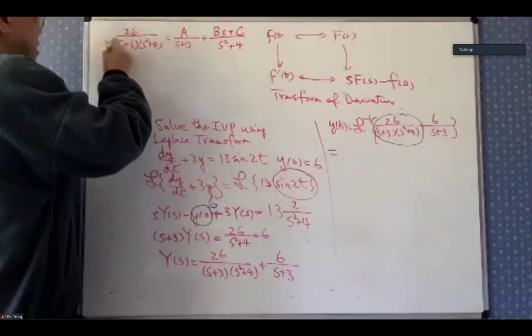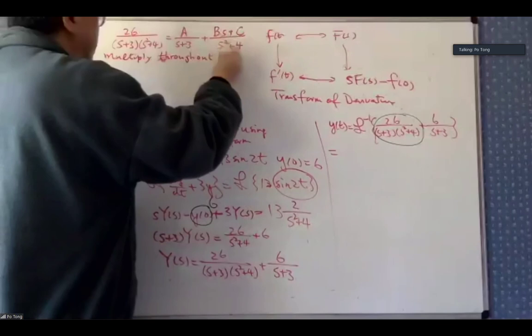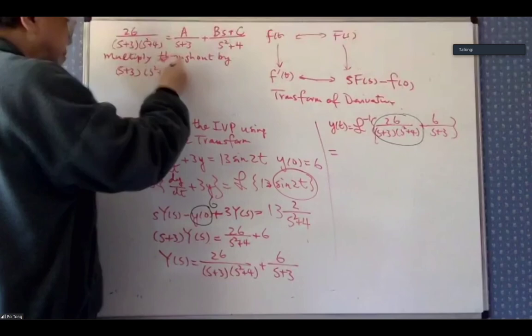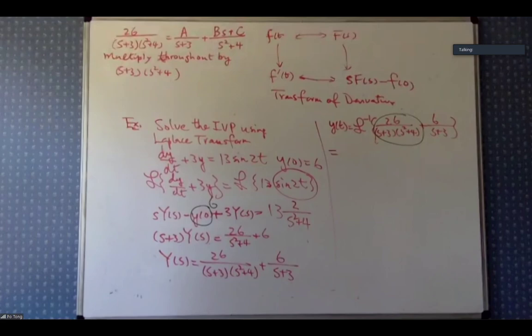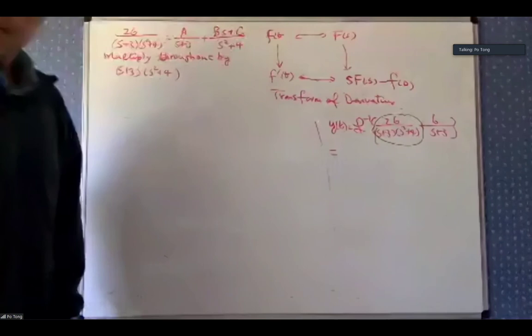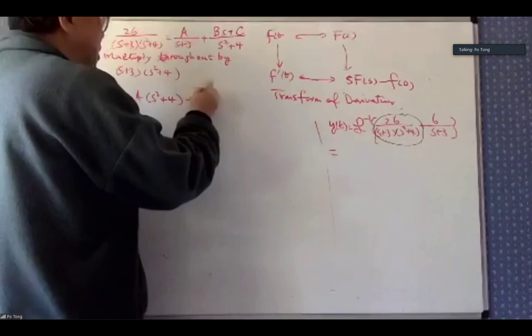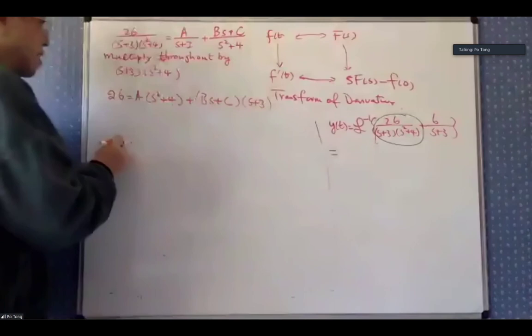Multiply throughout by (s plus 3)(s squared plus 4). Okay. And then I end up with 26 equal to A times (s squared plus 4) plus (Bs plus C)(s plus 3). How do I get my A, B, C? You're going to set some numbers.